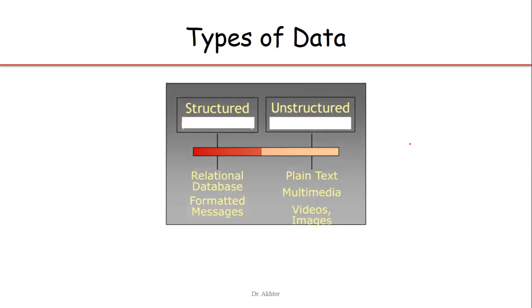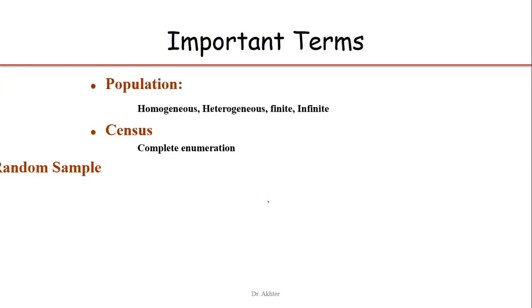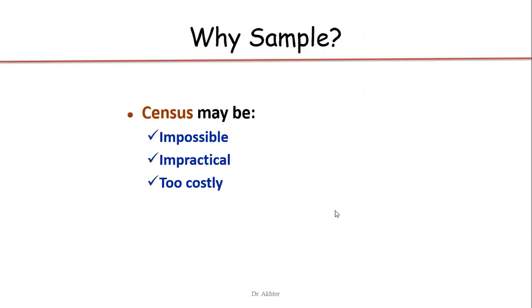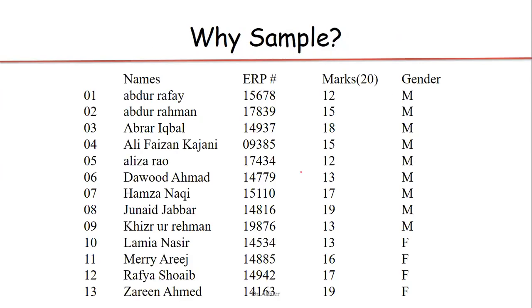Data can also be classified as structured and non-structured, or unstructured, data. Structured data, which is in structured form, can be easily analyzed by statistical procedures. To apply any statistical procedure, we need the data to be in structured form. One example of structured data is given on one slide, this one. This is an example of structured data.